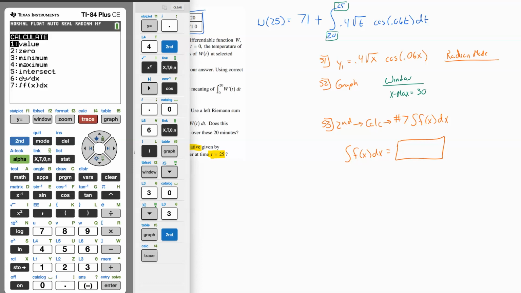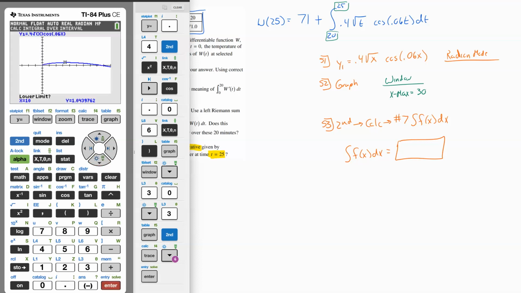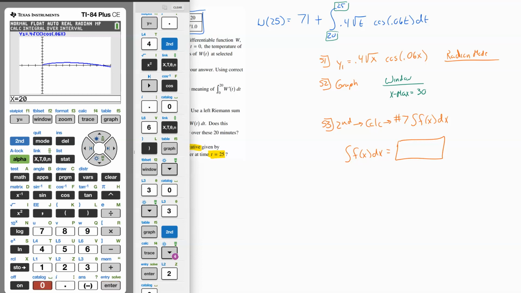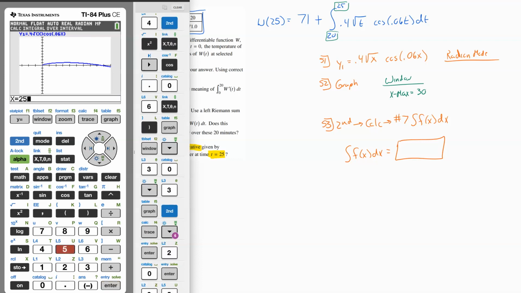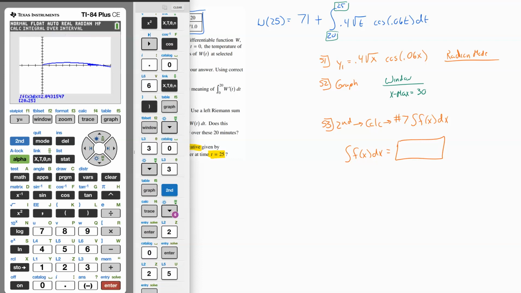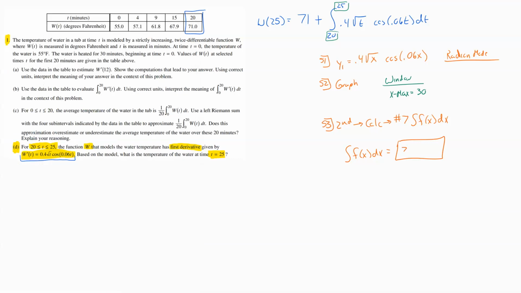We hit second, calc, choose option 7, the integral of f of x dx, and hit enter. It asks me for a lower limit first, so I type in 20 and hit enter. Then at the bottom of the screen it asks for an upper limit. My upper limit is 25, so I type in 25 and hit enter. It shades it in, which is fine, but not really important. And then at the bottom of the screen, it tells us that the integral of f of x dx equals 2.043.